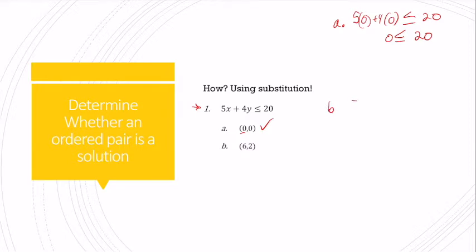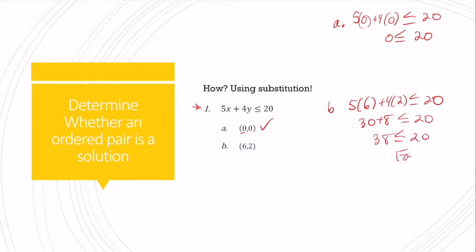Let's check B. If I have 5 times 6 plus 4 times 2 is less than or equal to 20, that gives me 30 plus 8 is less than or equal to 20. So 38 is less than or equal to 20. This is false. So because we got a false statement, this is not part of the solution. 0, 0 was a solution because here we got a true statement.